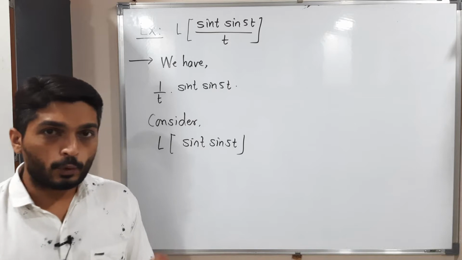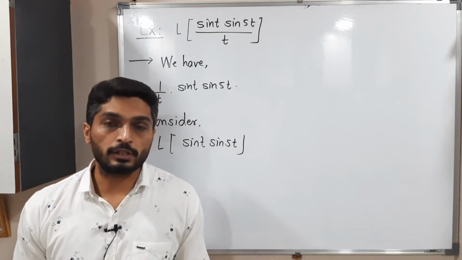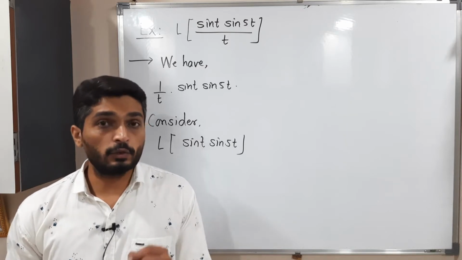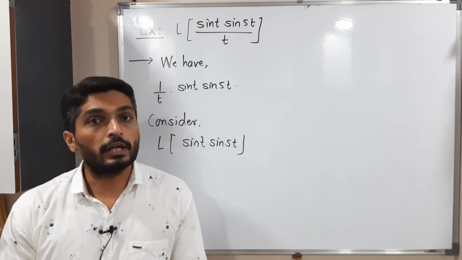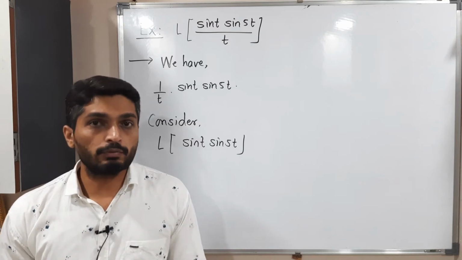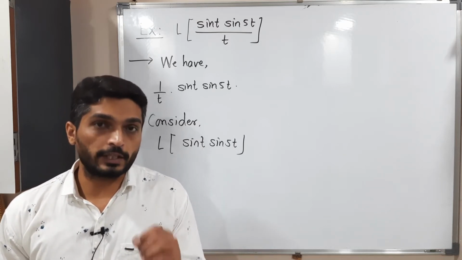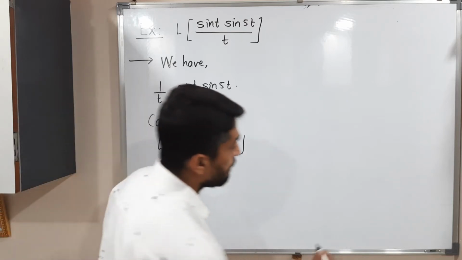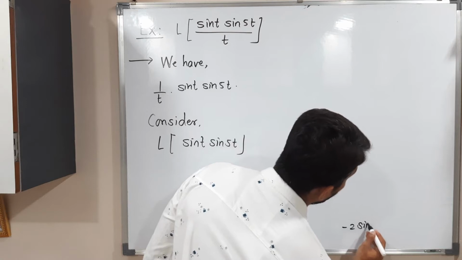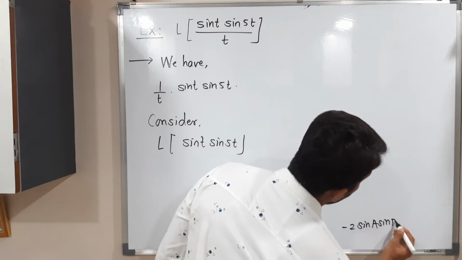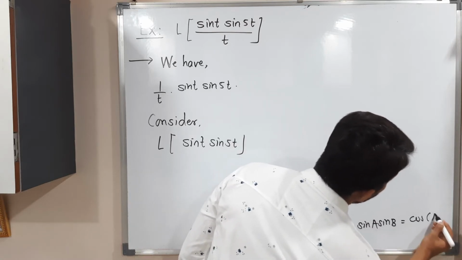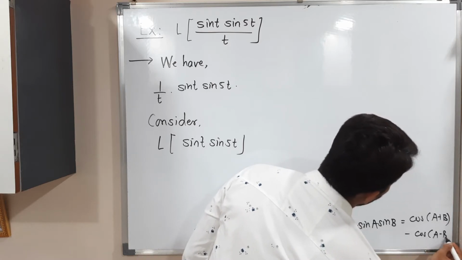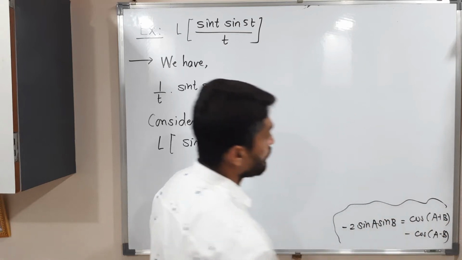Okay, so there is a product of two functions. When you have addition or subtraction, you can take separate Laplace transform. But when you have multiplication or division, you cannot take them separately. So what will we do? We will use the knowledge of trigonometry and try to make them separate. We have the formula minus 2 sin A sin B. You remember this formula? The formula is cos(A+B) minus cos(A−B).